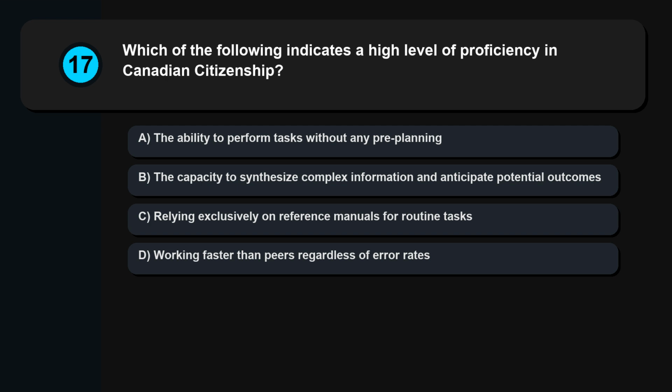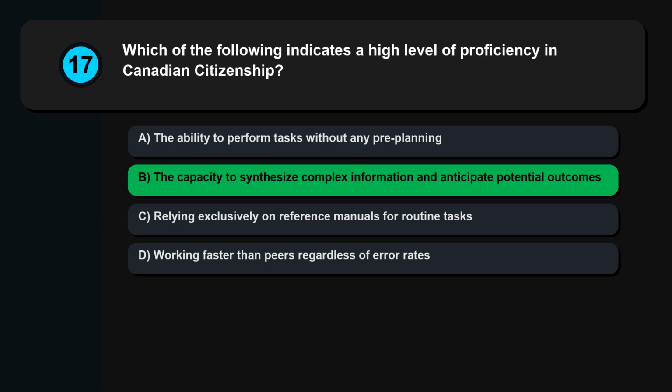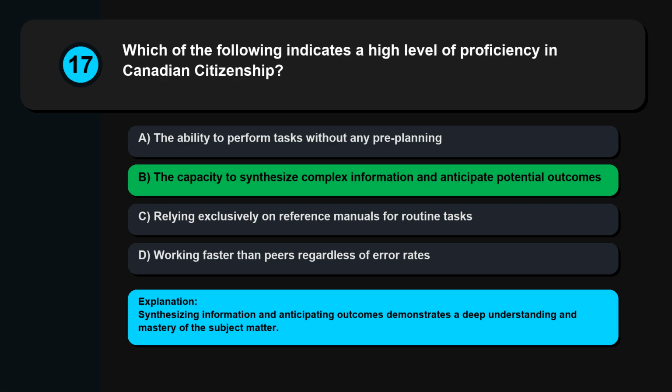Question 17. Which of the following indicates a high level of proficiency in Canadian citizenship? The ability to perform tasks without any pre-planning, the capacity to synthesize complex information and anticipate potential outcomes, relying exclusively on reference manuals for routine tasks, working faster than peers regardless of error rates. Synthesizing information and anticipating outcomes demonstrates a deep understanding and mastery of the subject matter.